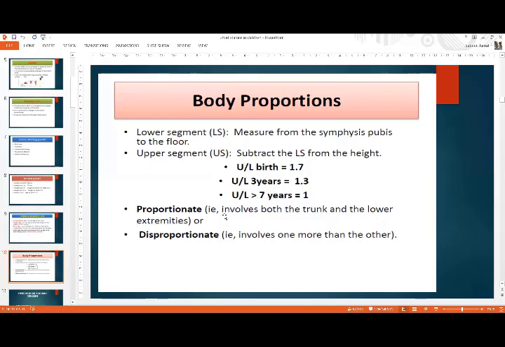for short stature. Proportionate short stature is the one that involves both the trunk and the lower extremities, and disproportionate short stature is the one that involves one more than the other. It means that if both the trunk and the lower extremities are short, then we will say that it is a proportionate short stature. But if one of the parameters is more than the other, say the limbs are shorter than the trunk, or the trunk is shorter than the limb, then we will say that it is disproportionate short stature.